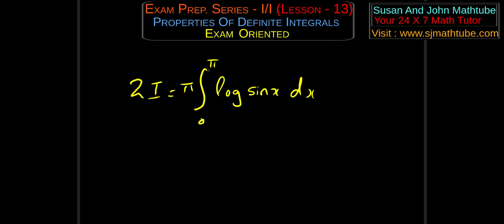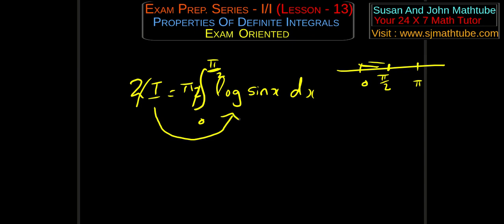But just now I told you, this integral from 0 to pi of log sin x can be split into two integrals, or let's say you need to do only half the job. And we apply that doubling property, that is we multiply by 2 and put the limit pi by 2. Now this is the same as the previous question.